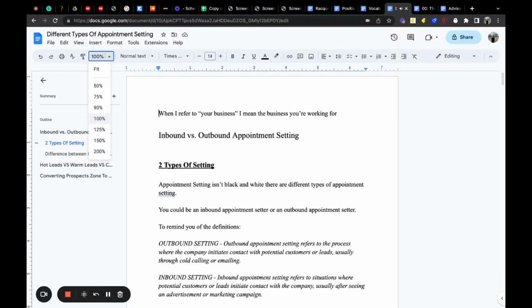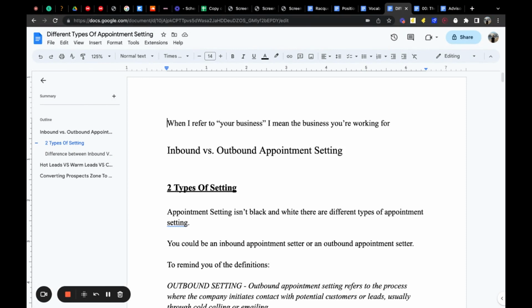Hey, so in this lesson, I wanted to cover the differences between the different types of appointment setting. There's inbound appointment setting and there's outbound appointment setting. Just before I go over this doc, when I refer to your business throughout this doc, I mean the business you're working for or the business you are employed for.